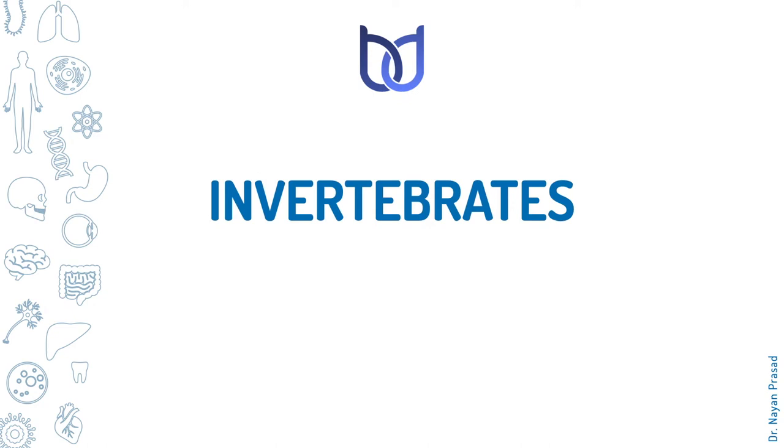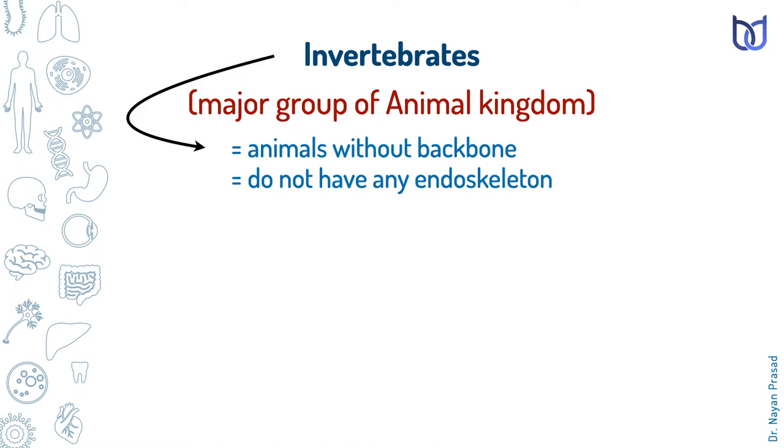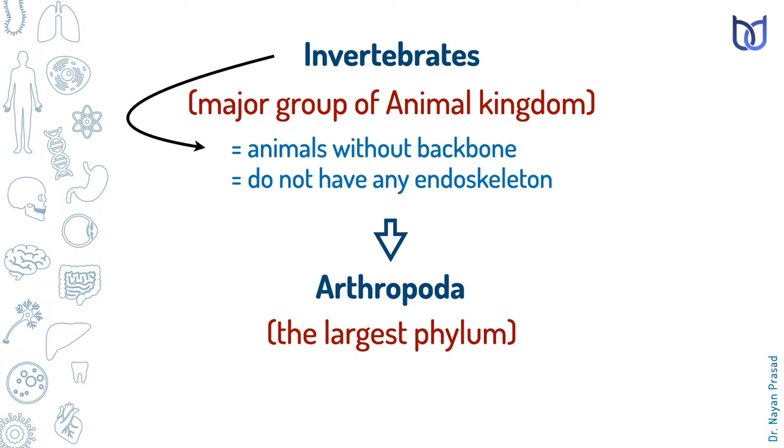Today, in this session, we shall begin the chapter Invertebrates. Remember, Invertebrata is the major group of animal kingdom. These are the animals without backbone in their body. They do not have any endoskeleton. Among different groups of invertebrates, Arthropoda is the largest phylum. It includes about 80% of all different known animals.